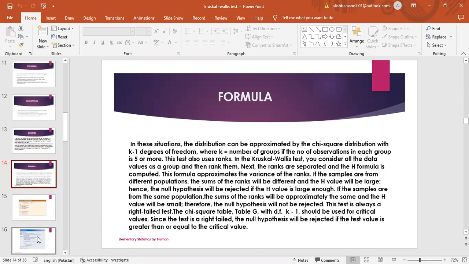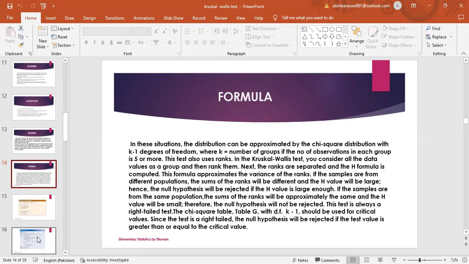In the Kruskal-Wallis test, you consider all the data values as a group and then rank them. Next, the ranks are separated and the H formula is computed. This formula approximates the variance of the ranks. If the samples are from different populations, the sum of the ranks will be different and the H value will be large. Hence, the null hypothesis will be rejected if the H value is large enough.